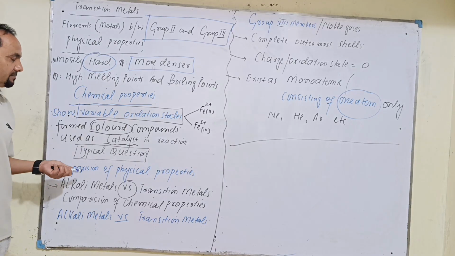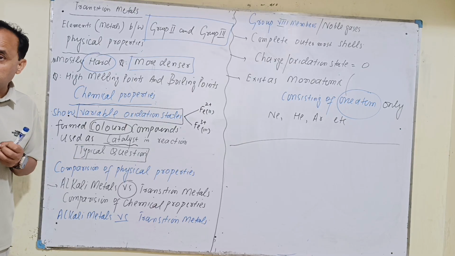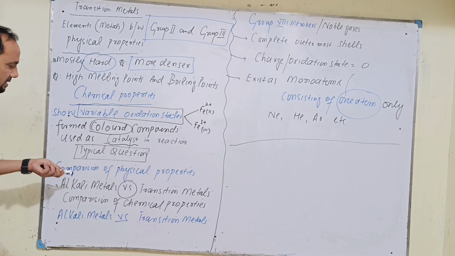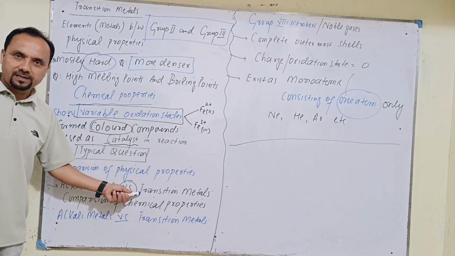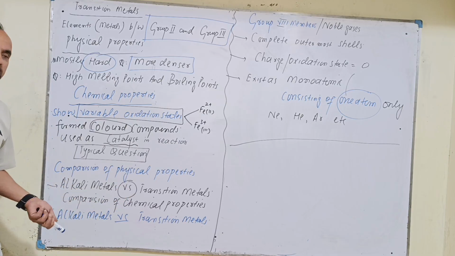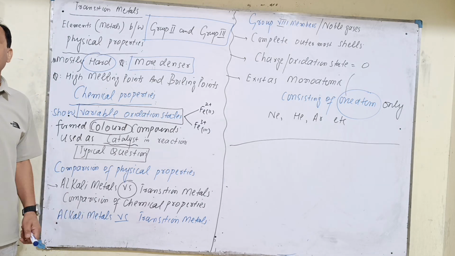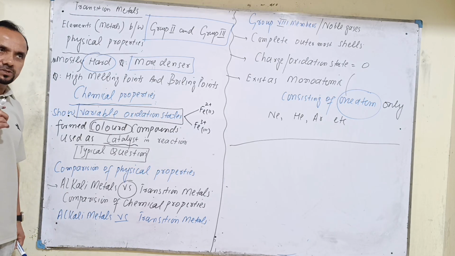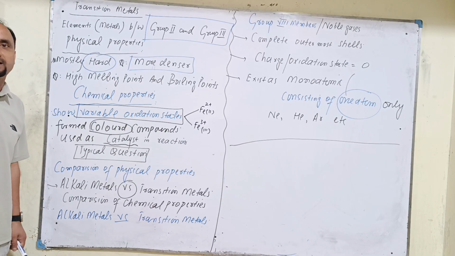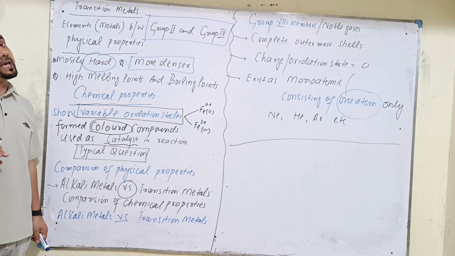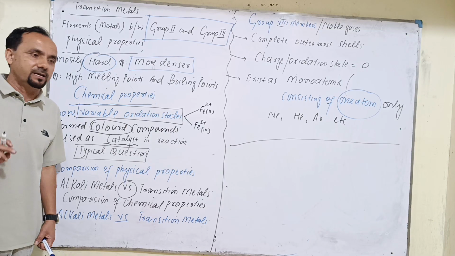Now the typical question about transition metals and group 1 metals. But read the question carefully. Maybe they ask about the comparison of their physical properties, alkali metal versus transition metal. And maybe the question is about the comparison of their chemical properties. Please read the question carefully. If the question is about physical properties, then you can write their melting point, boiling point, density, softness, hardness, like that. If it's about chemical, then you have to focus on the reactions. So read the question very, very carefully.